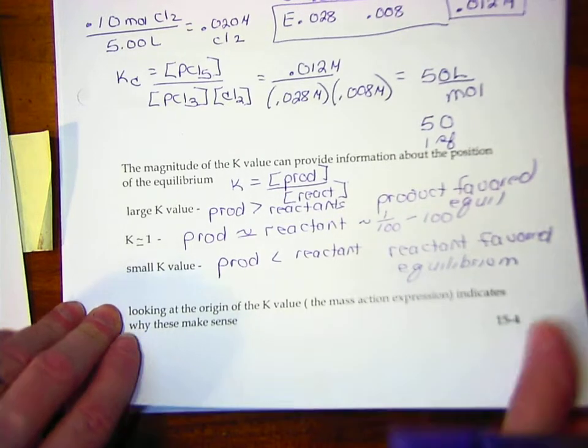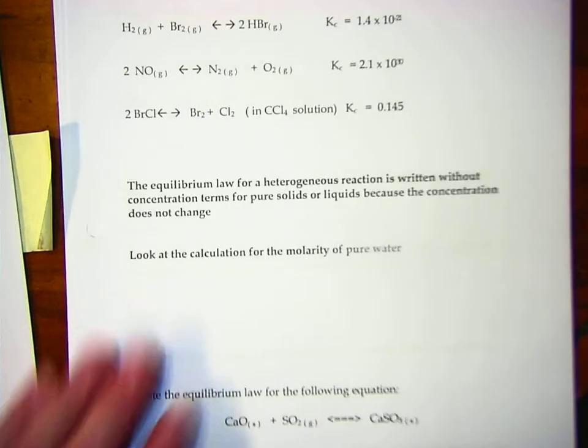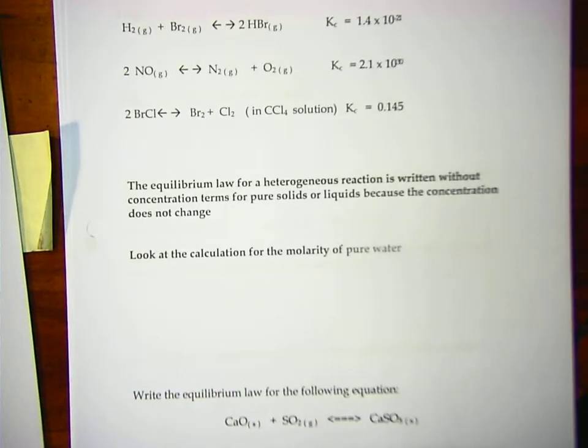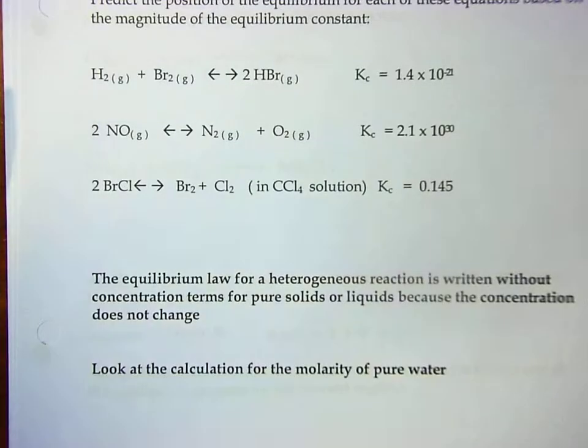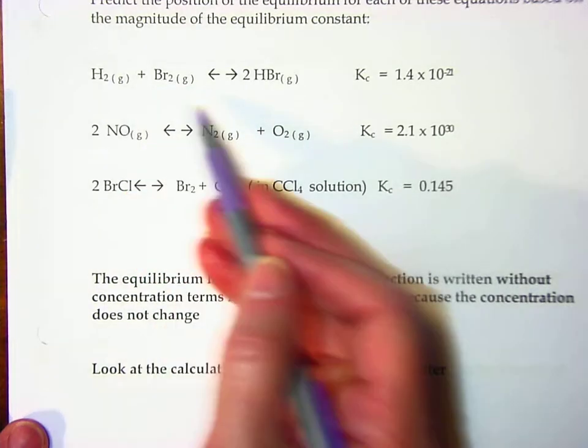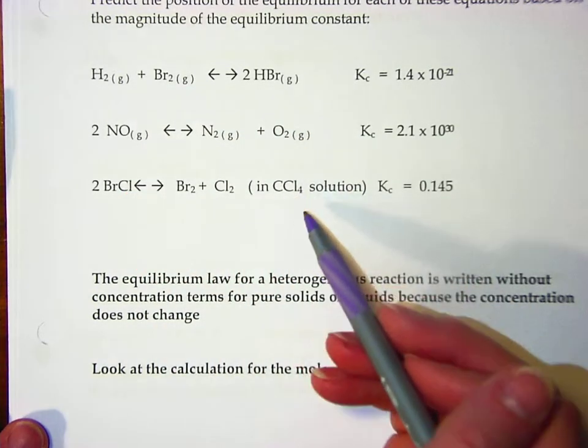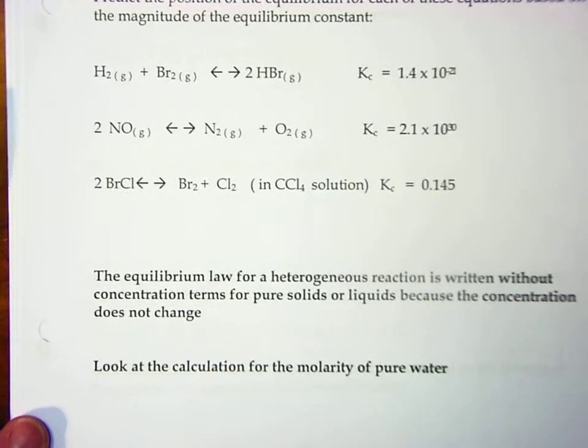So now what I'd like you to do is take just a moment and look at these K values and then predict the position of the equilibrium for each of these. So look at these three, and predict the position of the equilibrium. Just pause the video while you do that.